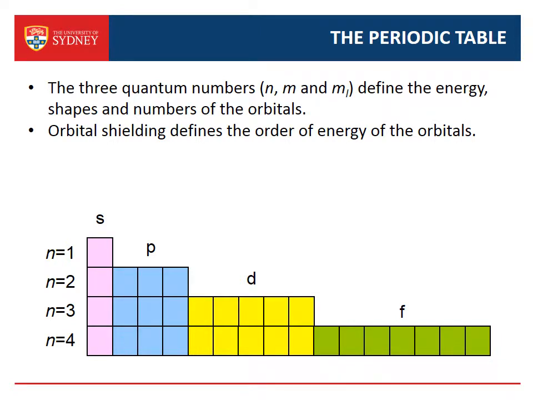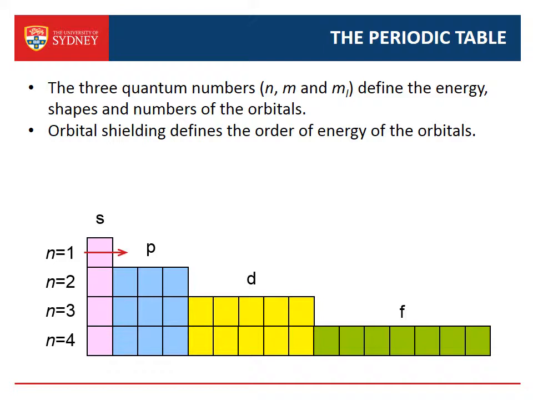The three quantum numbers n, l, and ml tell us about the orbitals. For example, they tell us that when n equals 3, we can have s, p, and d orbitals. And they tell us that there are 3 p orbitals and 5 d orbitals. Because of orbital shielding, orbitals with the same n value don't have the same energy.